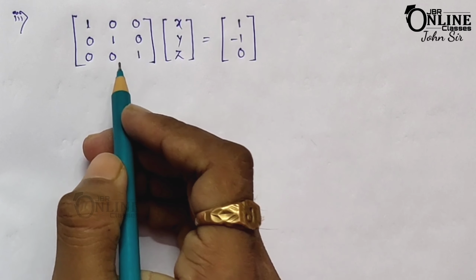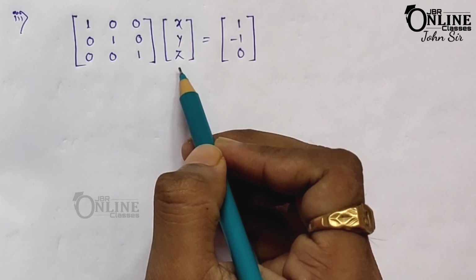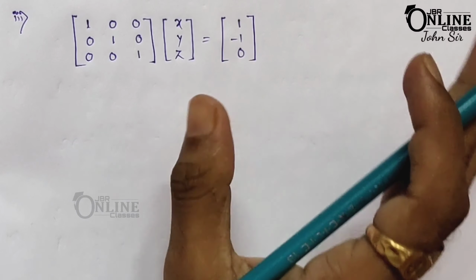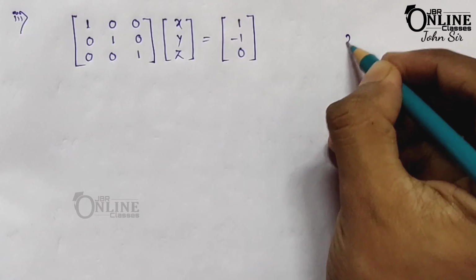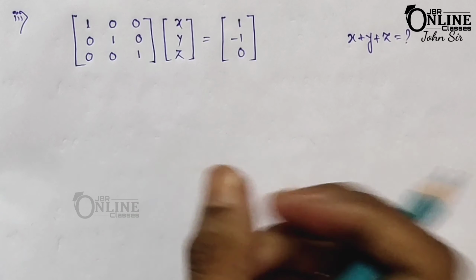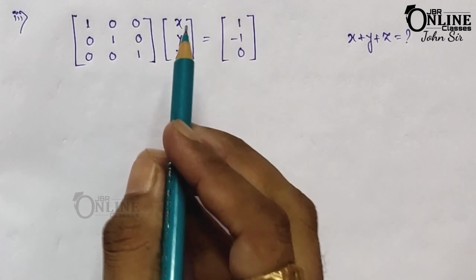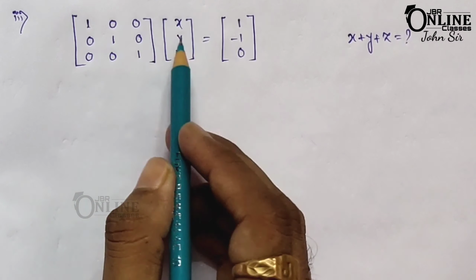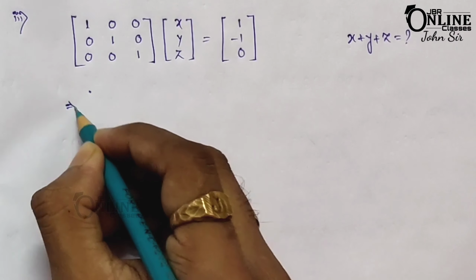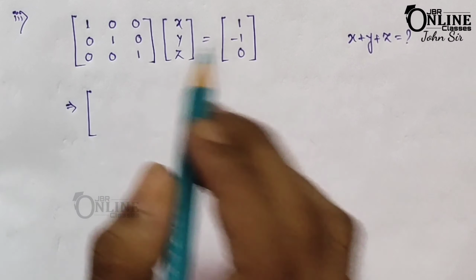Now sum number 4 3. Here this matrix is multiplied with this column matrix, and that equals this one. Now you have to find out the value of x plus y plus z. So that means first you have to find out the values of x, y, z individually. So whenever you multiply this matrix with this one, first row multiplied with first column, you know that.